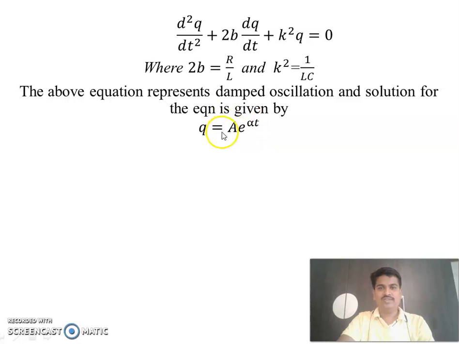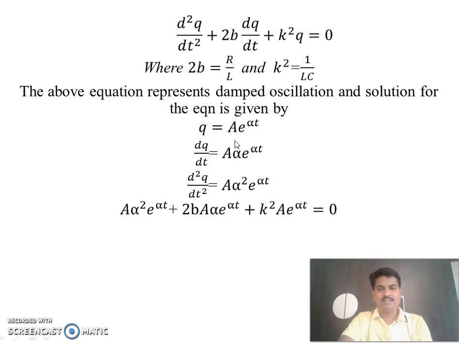Now once I know the solution, I'll get dq by dt. I'll differentiate this with respect to time once. I'll get A alpha e to the power of alpha t, and I'll differentiate the same thing one more time. I'll get d square q by dt square. It will be A alpha square e to the power of alpha t, and I'll substitute dq by dt as well as d square q by dt square in the above equation. Now this will be A alpha square e to the power of alpha t plus 2b A alpha e to the power of alpha t plus k square A e to the power of alpha t.